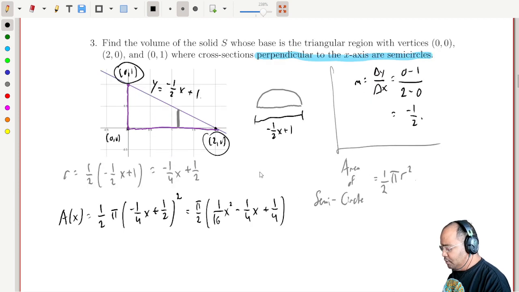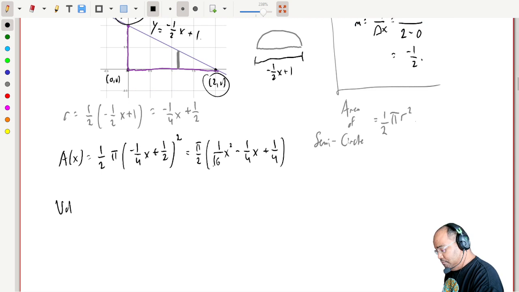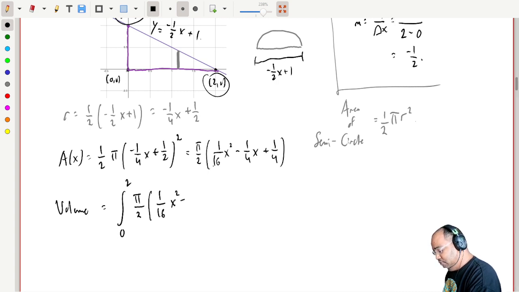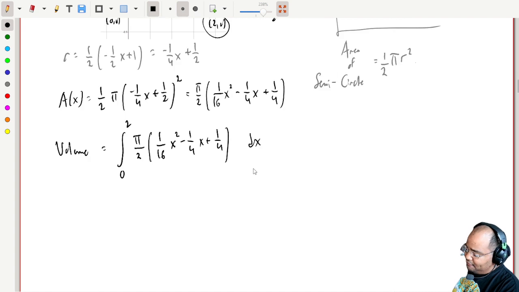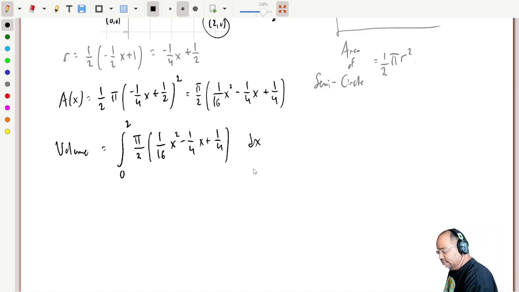Okay, and so now where are we integrating from? Well, lowest x value is x equals 0. Highest x value is x equals 2. So our volume will be the integral from 0 to 2 of our area function. Pi over 2 times this thing here. We can discard any common factors if we want to. In fact, what I will do is throw out a factor of 1 over 4 from this parenthetical thing here.